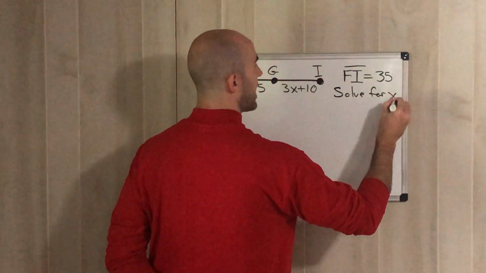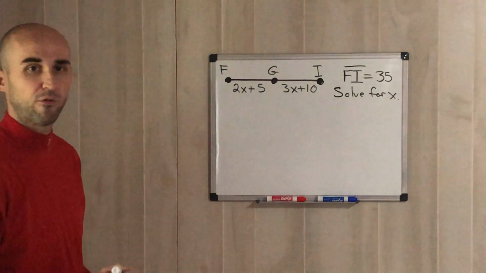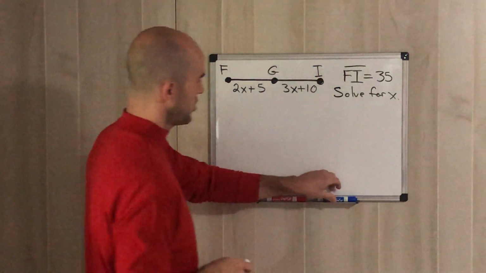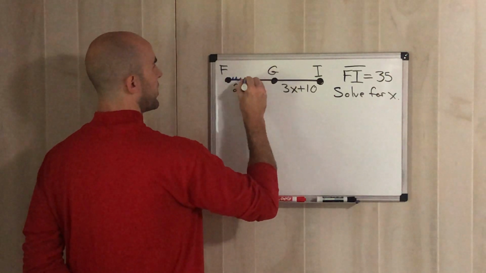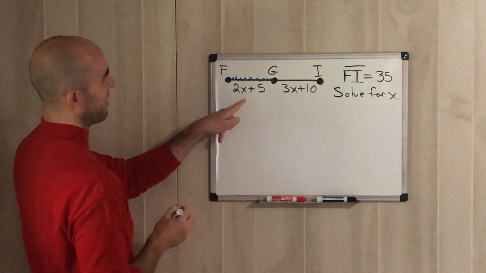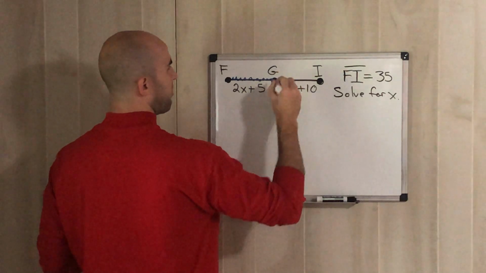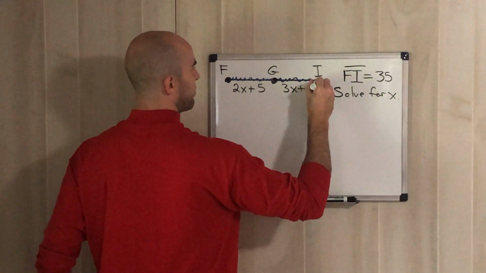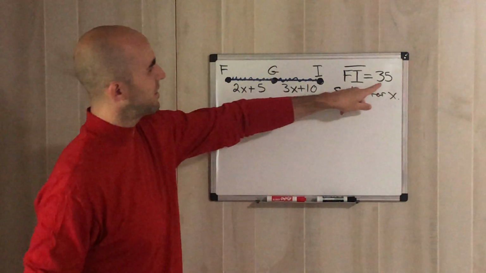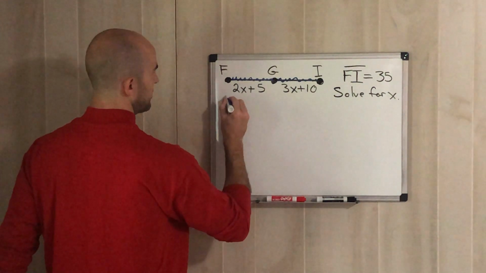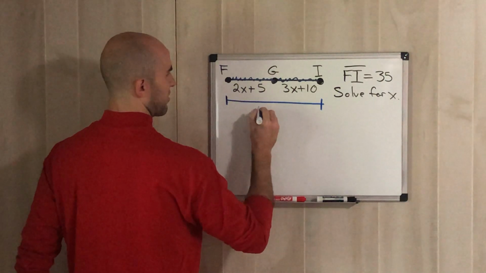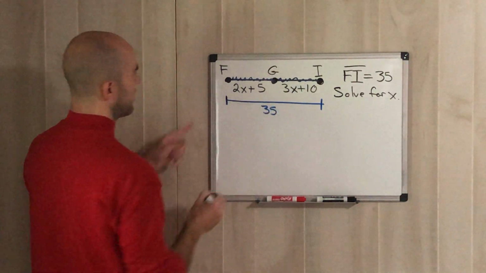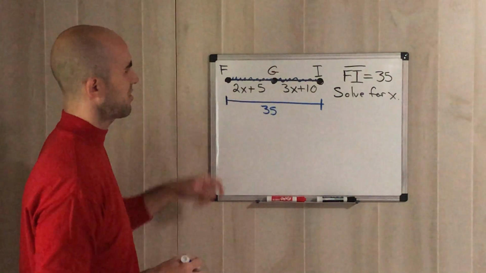Which again, seems complicated, but it's exactly everything you've already done before, guys. So you want to solve for x, right? We know that this part right there is 2x plus 5, right? We know that this part is 3x plus 10. We know that this whole thing is 35, right?